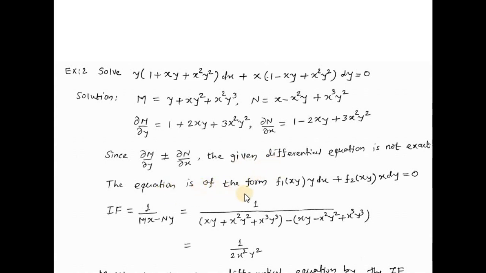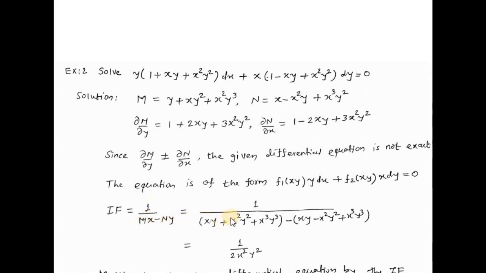So the equation is of the form f1(xy) y dx + f2(xy) x dy = 0, because this is a function of xy and this is also a function of xy, and it is multiplied by y dx and here it is multiplied by x dy. So we can find the integrating factor 1/(Mx − Ny).